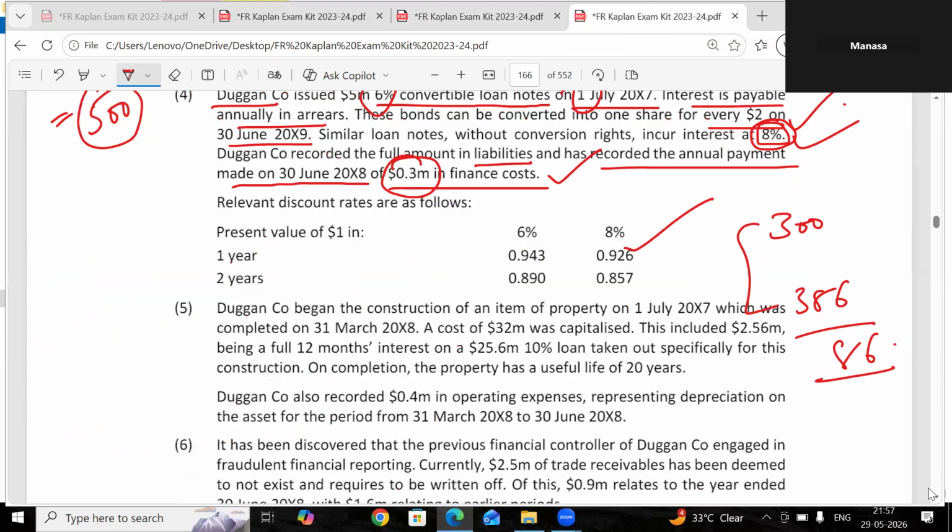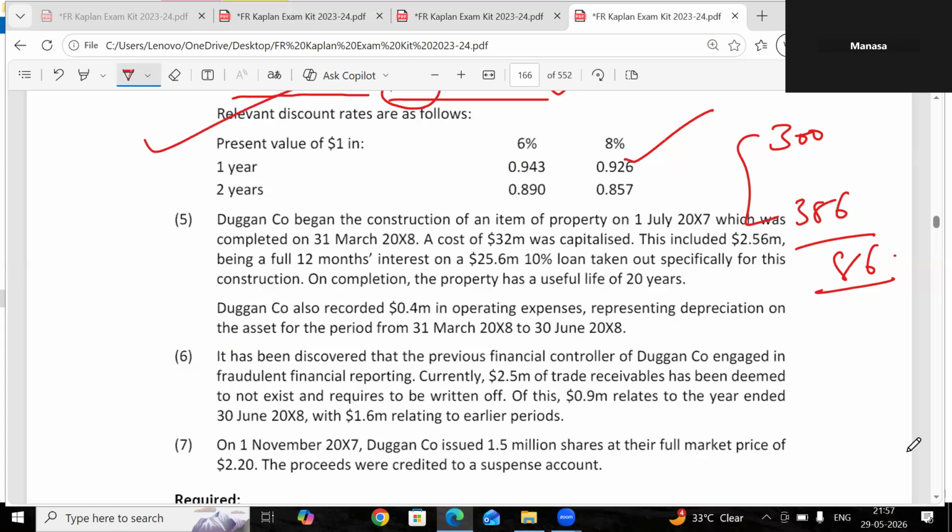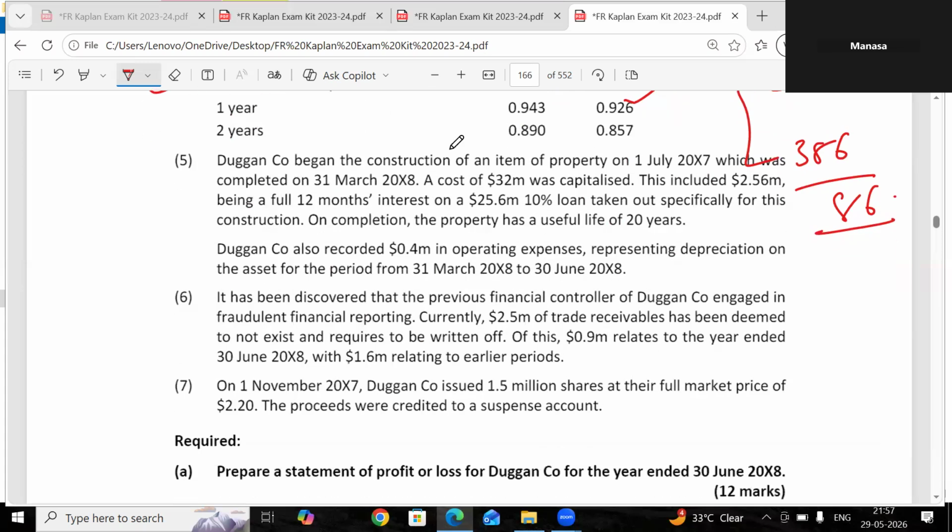So the whole adjustment 4 is done. Adjustment 5. Now this is again with respect to capitalization of interest, that means borrowing cost. We are going to discuss borrowing cost. Duggan Company began the construction of an item of property on 1st July 2007. They started the construction on July 1st. They completed on 31st March 2008.